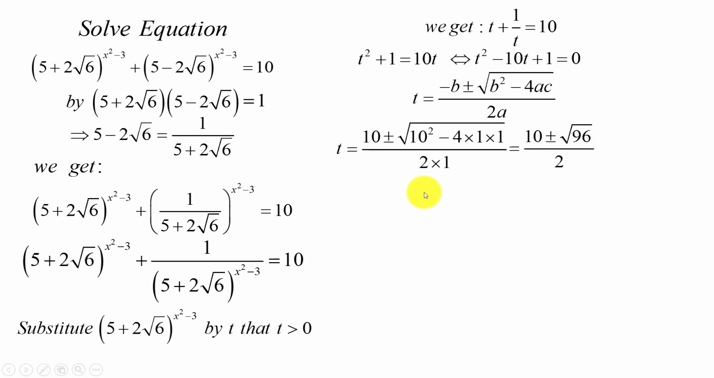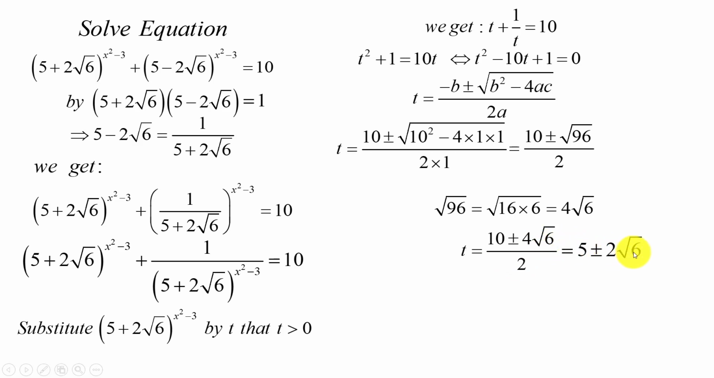We know that square root 96 is equal to square root of 16 multiplied by 6, and 16 is equal to 4 squared. So I can take it out of the square root, and I get 4 square root 6. So we get 10 plus or minus 4 square root 6 over 2. And then I divide by 2, so I get 5 plus or minus 2 square root 6.